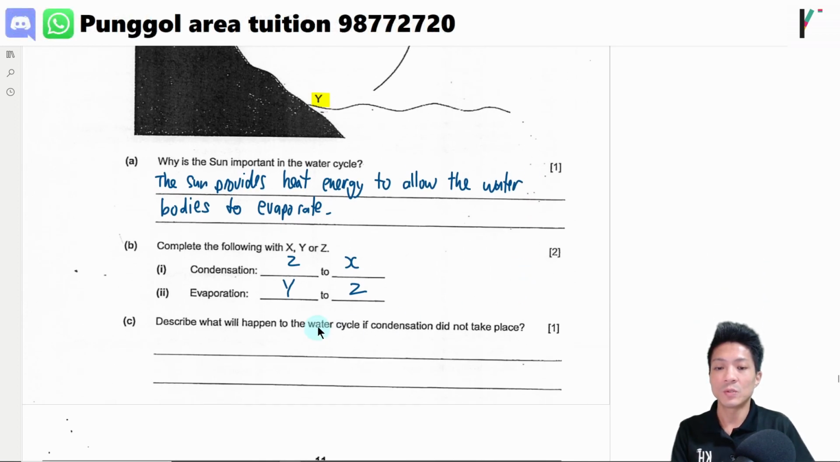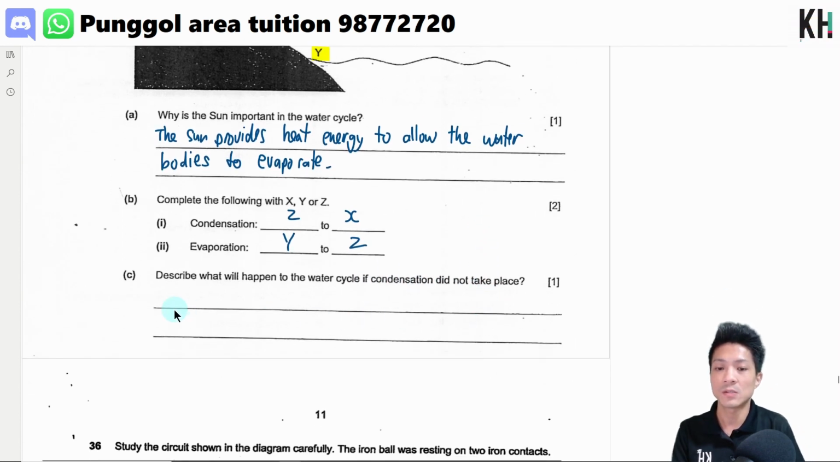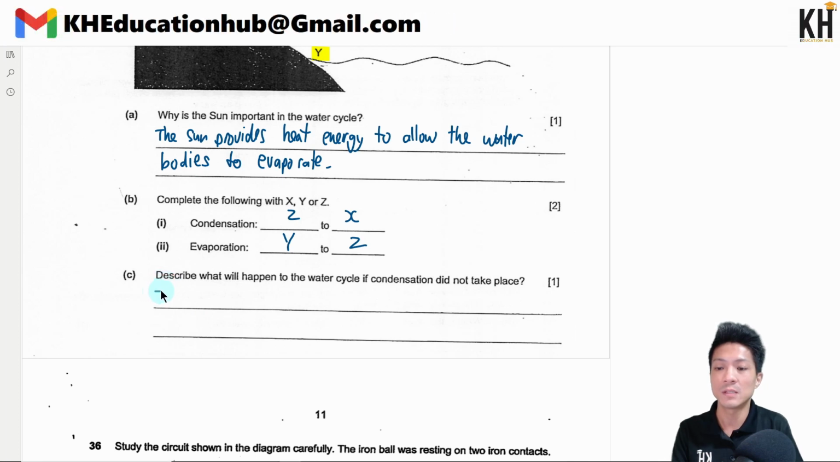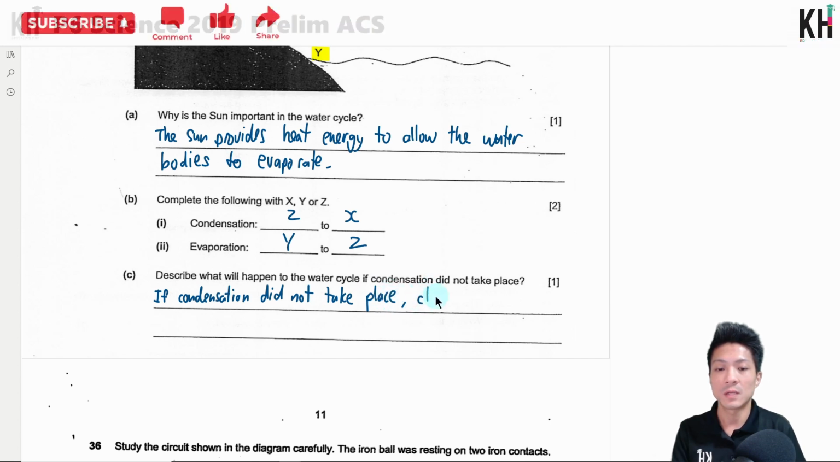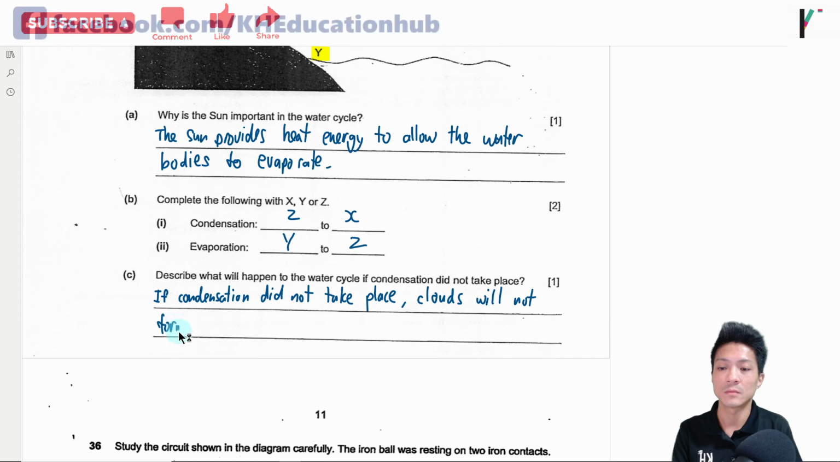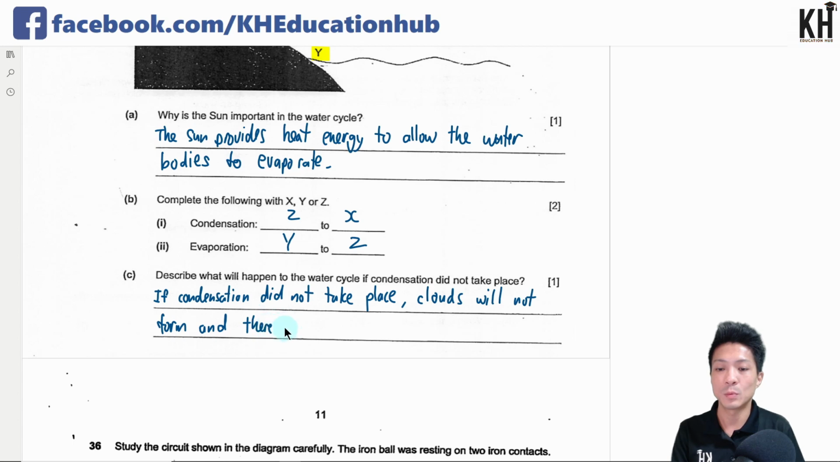Okay, describe what will happen to the water cycle if condensation did not take place. If condensation does not take place, clouds will not form, and there won't be any rainfall.